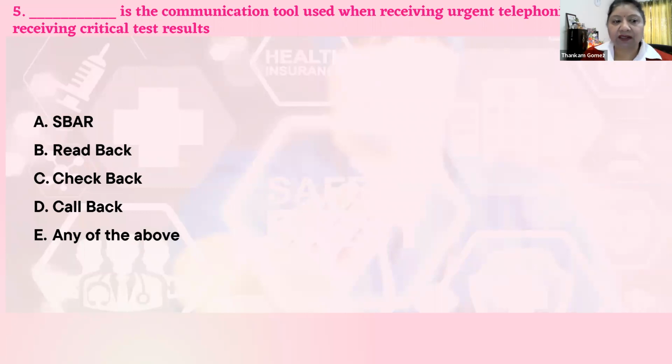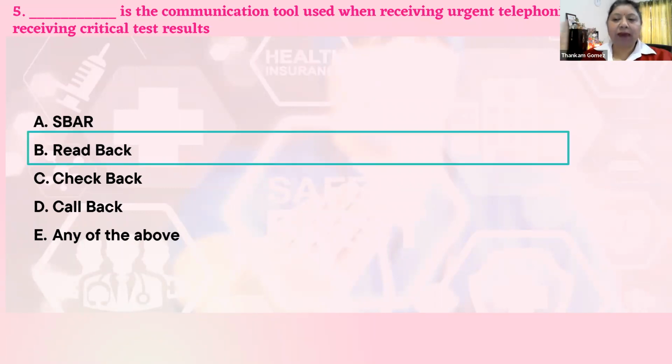Now, what will be the answer? Read back. Now, I'm going to spend 2 minutes explaining what read back is. Read back means I have got something written and I am going to read back from there, right? It is not about repeating back. So, if a doctor is giving me an order to give a patient Lasix 40 milligram, first of all, I will pick up the phone and follow my regular telephonic etiquette. I will tell the doctor, let me get the file.